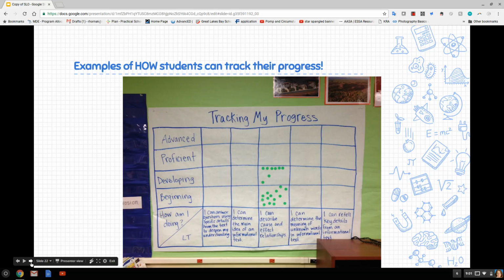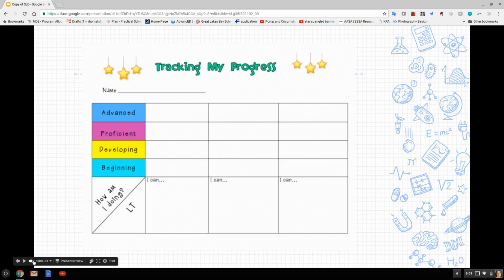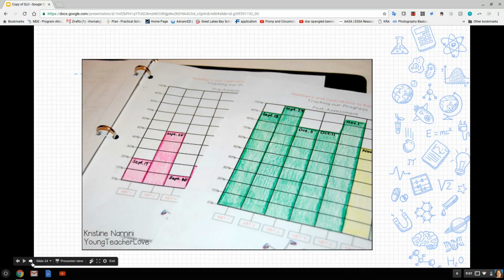So once again, if you look at these I can statements, I can answer questions, I can determine, I can describe, I can determine, I can retell. So it's very specific as to what the child needs to do. Here's what it would look like if you had them do it privately. Another example, a math teacher's dream of how a student can track their pre-assessment and their post-assessment.